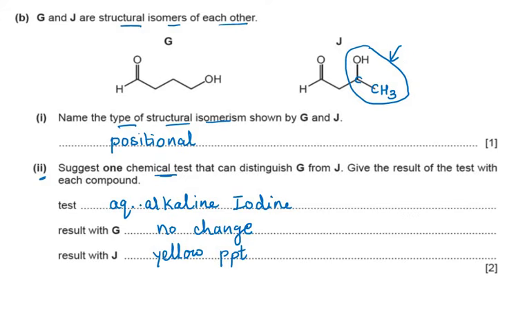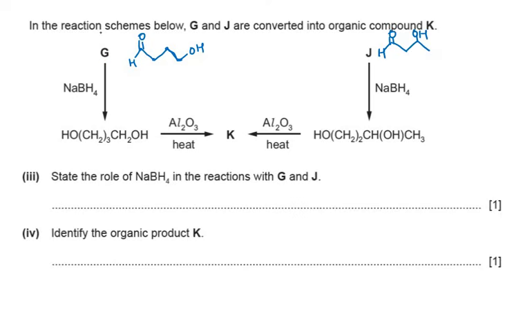So this is the difference chemical test to distinguish G and J molecules. The next part says, in the reaction schemes below, G and J are converted into organic compound K. For our reference, I have drawn the compounds G and J here, and the question says, state the role of NaBH4 in the reactions with G and J. Now NaBH4 is also called sodium tetrahydroborate. What's the role of this molecule?